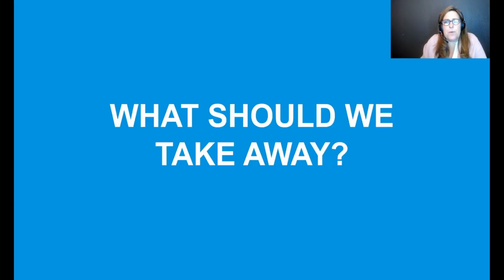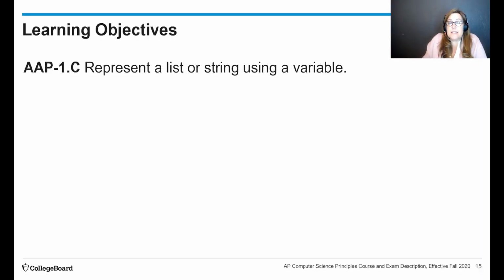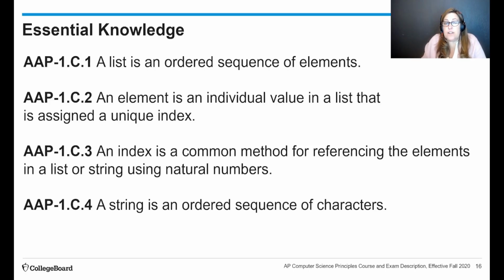So what should we take away? We can represent a list or a string using a variable. A list is an ordered sequence of elements, and an element is an individual value in a list, which is assigned a unique index, a common way to refer to elements in a list or a string. A string is an ordered sequence of characters.